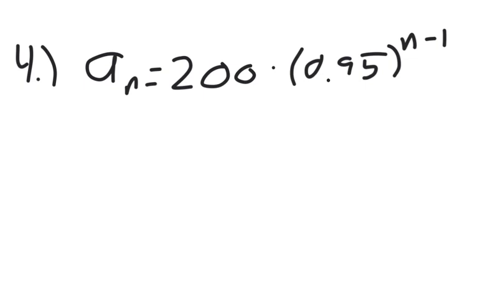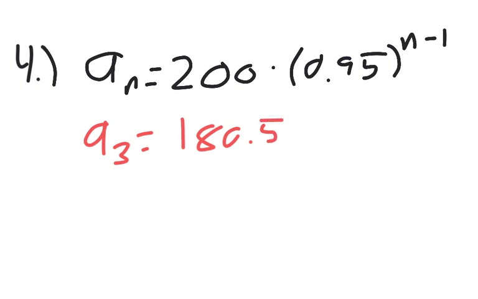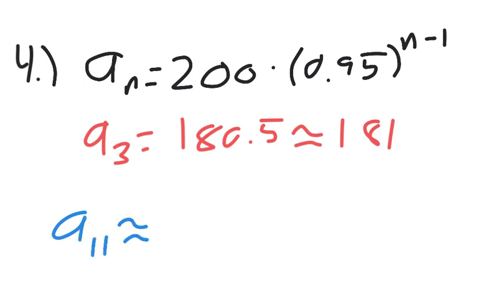Okay, so if you plugged in for 3, you would have gotten, it looks like, 180 and a half. We can't have half a guest, so we're going to say there's 181 guests. What about on the 11th week? It's around 120.